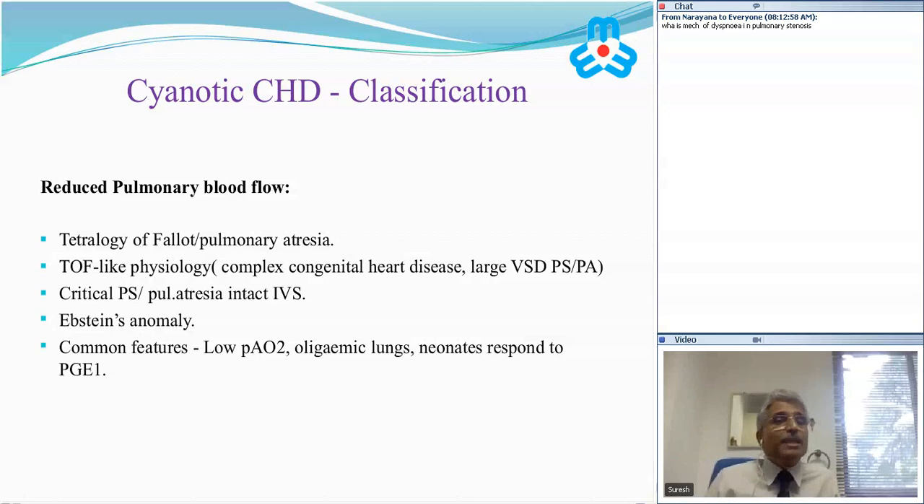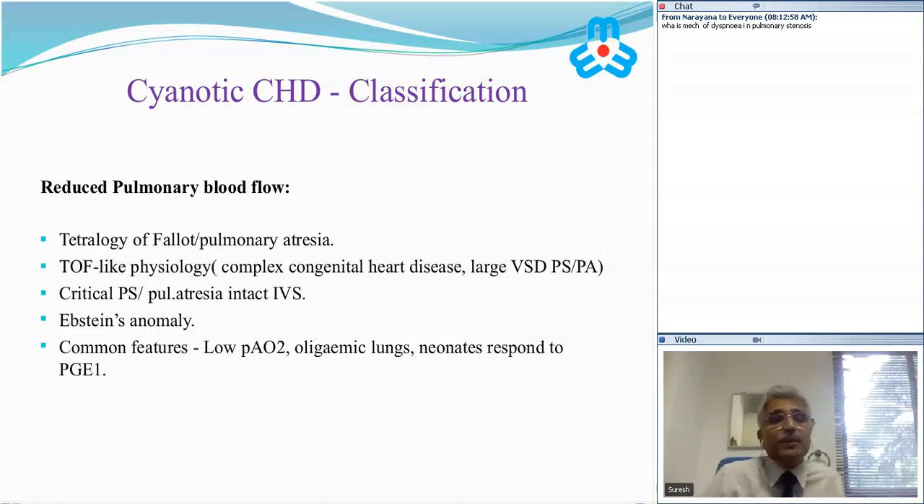So the reduced pulmonary blood flow situation is classically pathology and pathology pulmonary atresia. A number of complex congenital heart diseases where there is a large VSD and an obstruction to pulmonary blood flow, we call it as pathology like physiology. Again, some other class we would discuss this. Basically, if you have a large VSD and there is an obstruction to the pulmonary flow, it will behave like pathology.